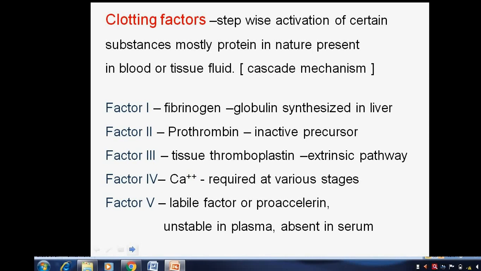Now factor 1, fibrinogen, is a globulin synthesized in the liver. Factor 2, prothrombin, is an inactive precursor. Factor 3, tissue thromboplastin, is part of the extrinsic pathway. Factor 4, calcium, is required at various stages of this cascade mechanism. Factor 5, labile factor, is unstable in plasma and absent in serum.